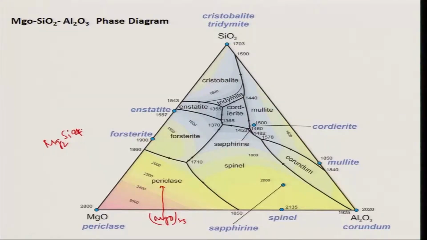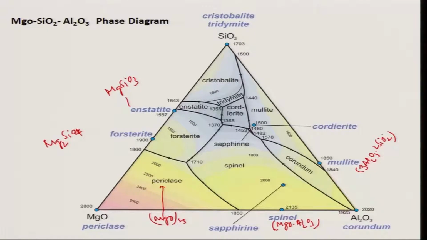This is forsterite. What is enstatite? MgSiO3, correct. And on this side, between MgO and Al2O3, you have spinel, which is the most important compound, MgO Al2O3, correct. And on the Al2O3 spinel side you have mullite. What is mullite? Mullite is 3Al2O3 2SiO2, correct. These are all the binary compounds existing.